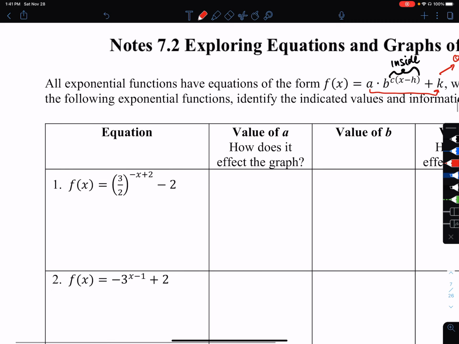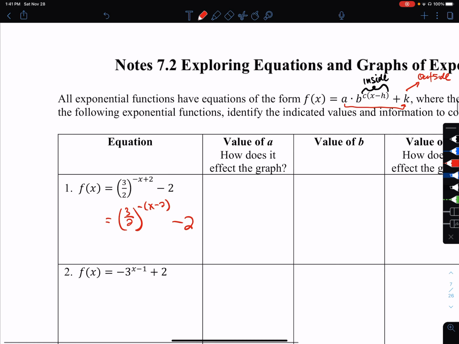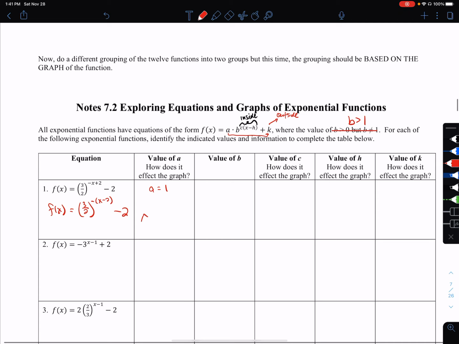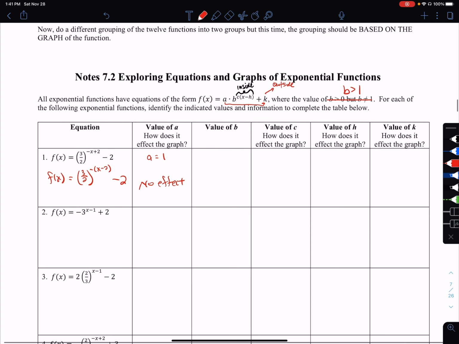So to fix this function, because our base is right, but our coefficient of x is not 1, we're going to factor a -1 out of the top. So this gives us the new version of f of x. So what is the value of a? A is the coefficient, it's a number that you're multiplying by the base. So in this case, a is 1, because we don't see a number there. How does that affect the graph? It has no effect. If a is 1, it has no effect.